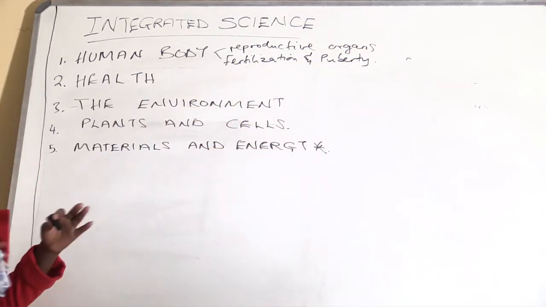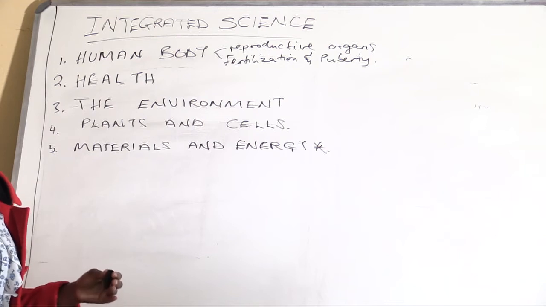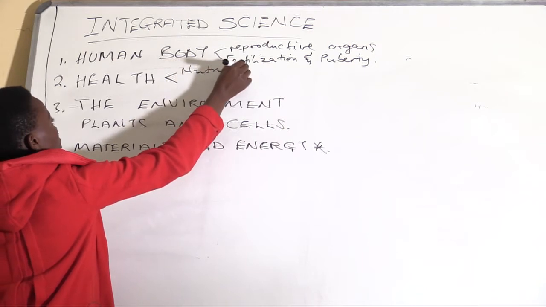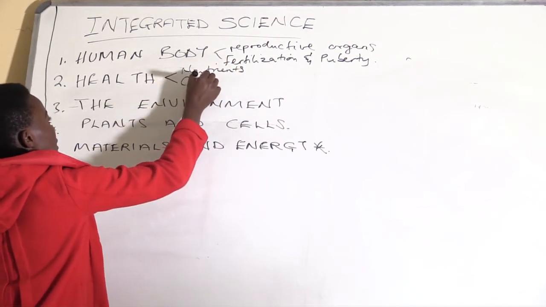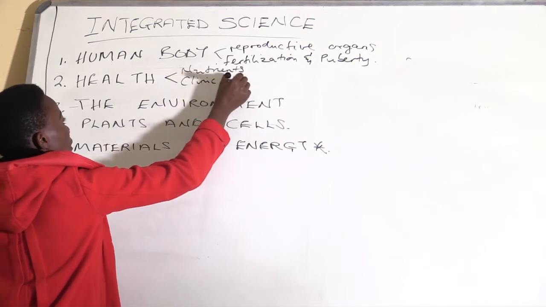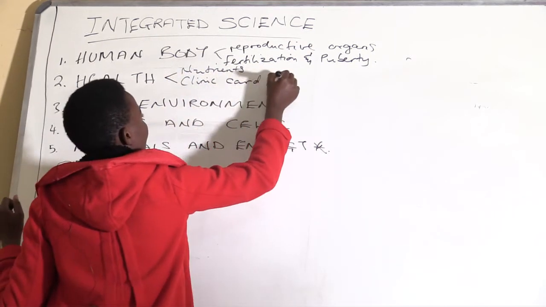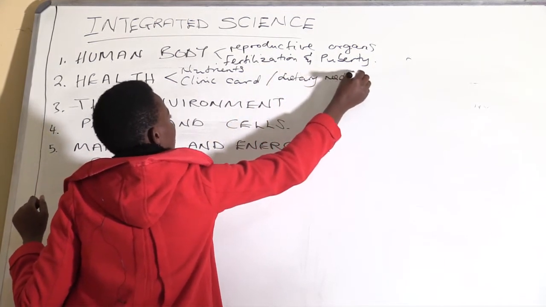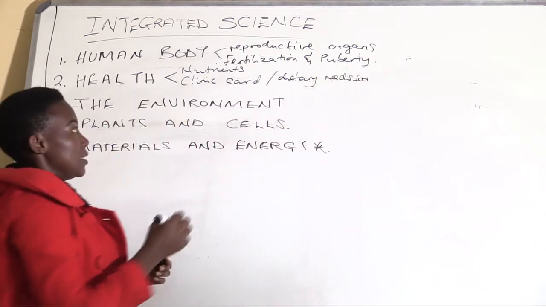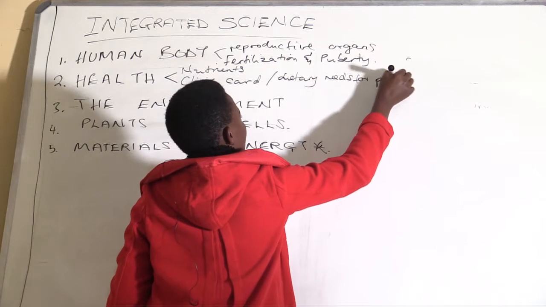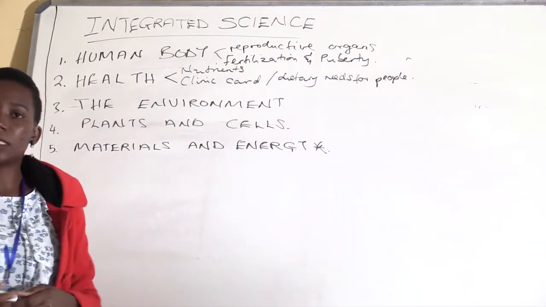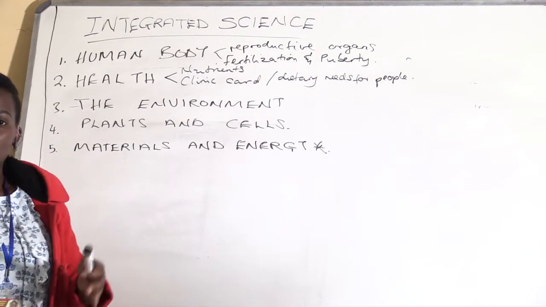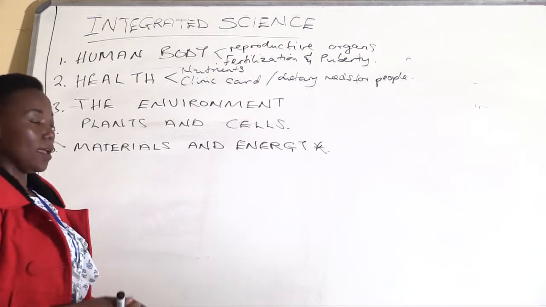Okay. Health, you should be able to identify the main 7 nutrients, and also clinic cards, and dietary needs for different people. Okay, dietary needs for different people. Here we looked at the dietary needs of a lactating mother, the dietary needs of a working man, the dietary needs of a baby, and also the dietary needs of the aged.